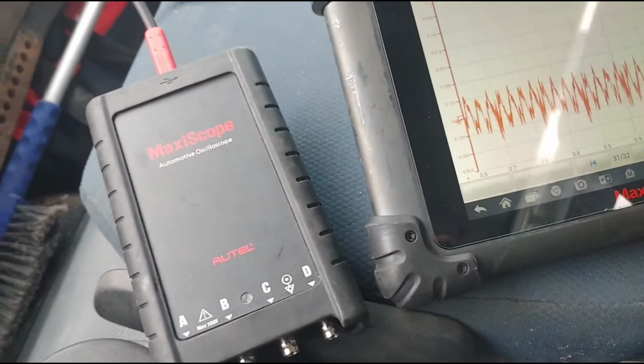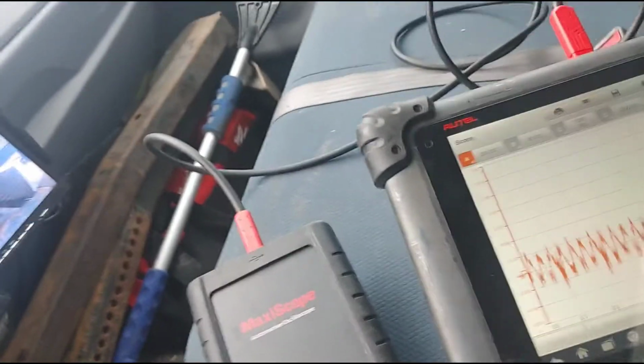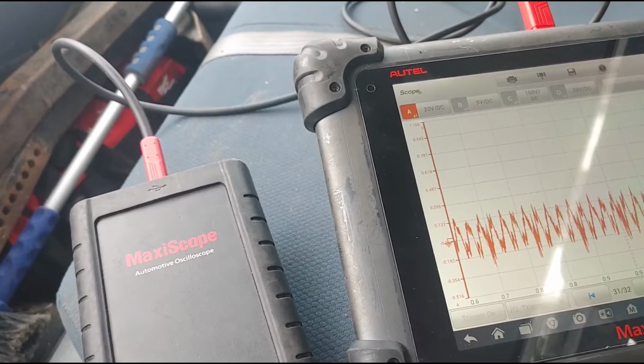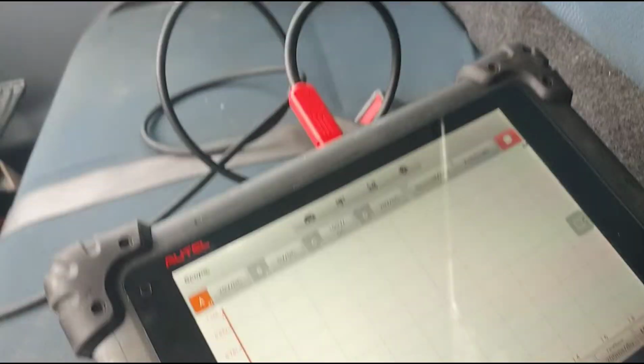Alright guys, so right now I'm checking out a Fuso at Mitsubishi. I have no idea what year this car is, don't really care. All that I know is that this car has an excessive knock going on, and I thought I'd bring you guys along and show you what I have found so far.